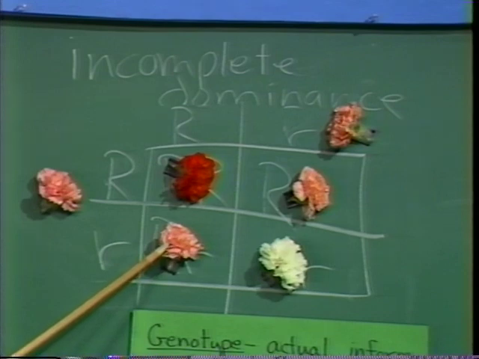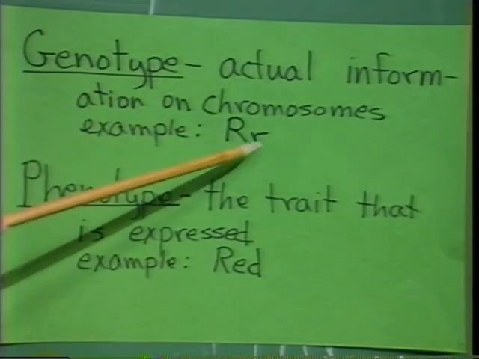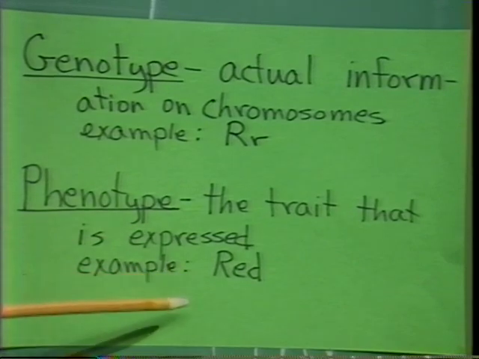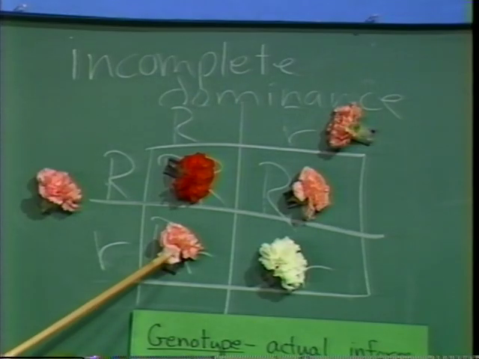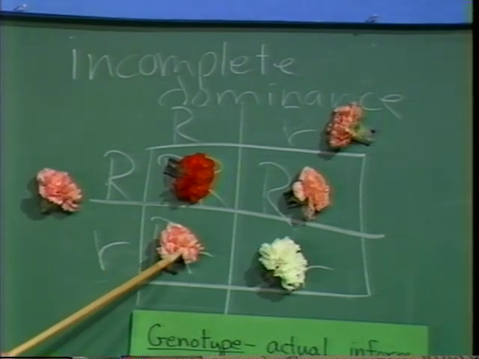R. Small r. No, just a second. Let's go back over this. Now, genotype are going to be letters. Phenotype is not letters. Phenotype is a description. Give me a description of this flower. Pink. Pink, absolutely. So the phenotype is pink.